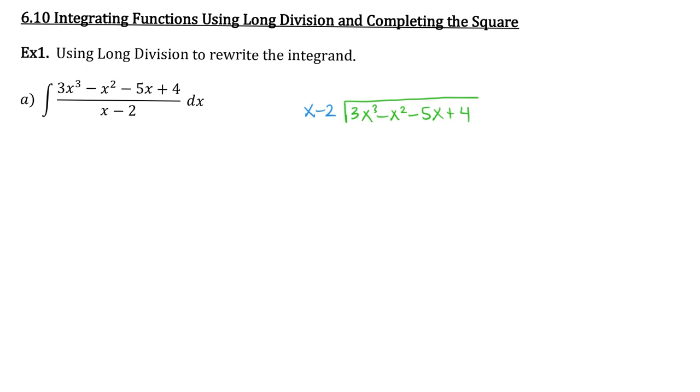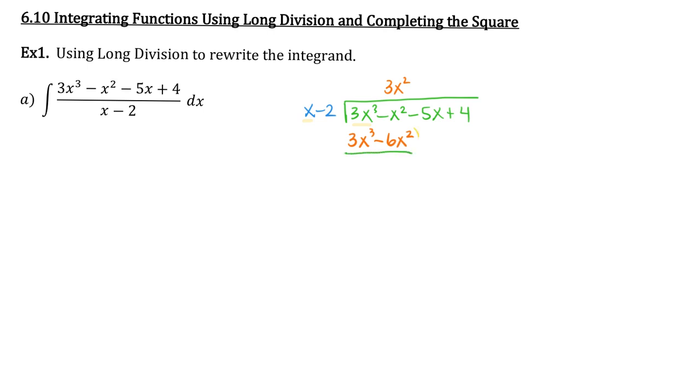Okay, let's try this. If you remember when doing long division, you look only at the first term. So I think, what do I times x by to get 3x to the third? I get 3x to the second. Then I'm going to distribute the 3x to the second times the x and the minus 2. So I get 3x to the third minus 6x to the second. And then I'm going to subtract down.